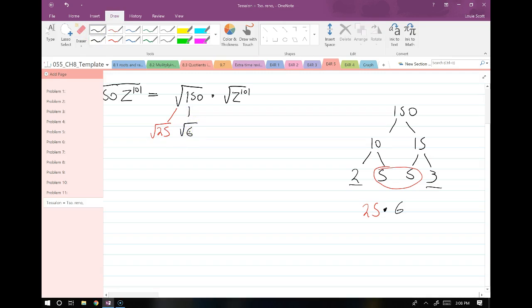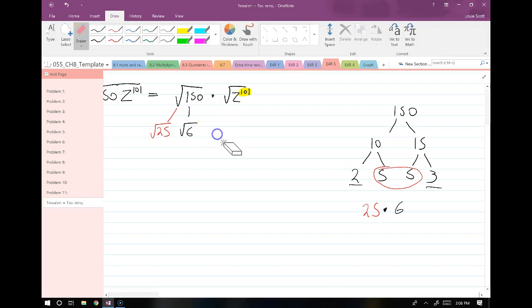Can't simplify that one. As for the z's, I have an odd numbered exponent, which means I can't really simplify this right off the bat. I need to turn this into an even exponent first. Good, exactly. So you just break off one single factor of whatever number that is, giving you an even factor, so you can simplify it.